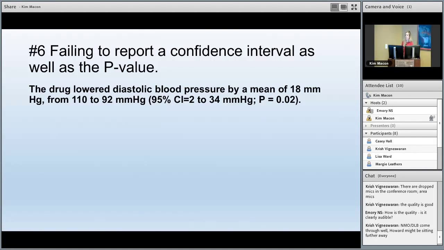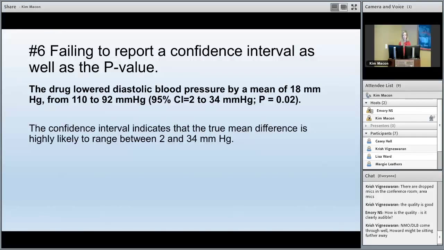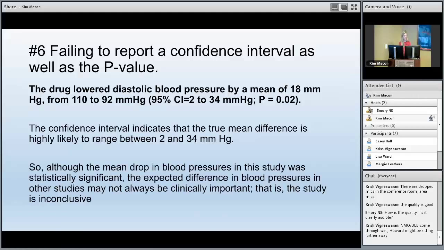Now I give you the last sentence. The drug lowered diastolic blood pressure by a mean of 18 from 110 to 92, and a 95% confidence interval from 2 to 34. So now this tells me that the true mean difference is likely to range between 2 and 34. Someone might say 34, well, that's a great drop in blood pressure, but 2, that would mean absolutely nothing. So although the mean blood pressure change in the study was statistically significant, the expected difference potentially in other studies may not be clinically important because it could be as low as 2.